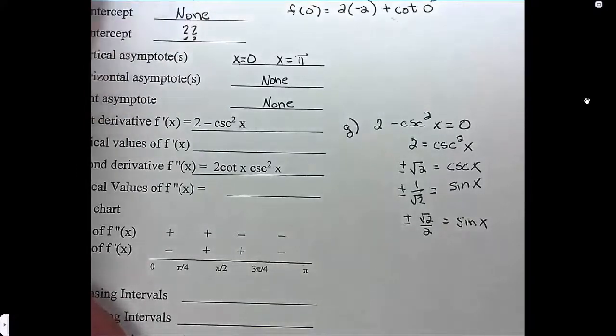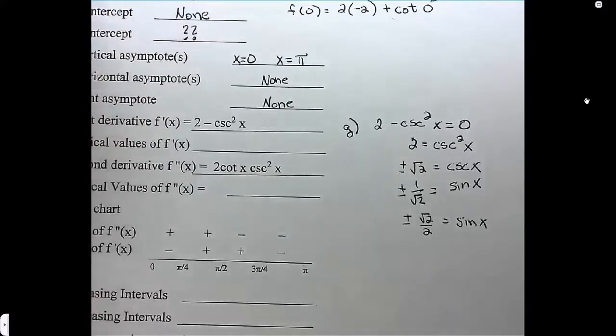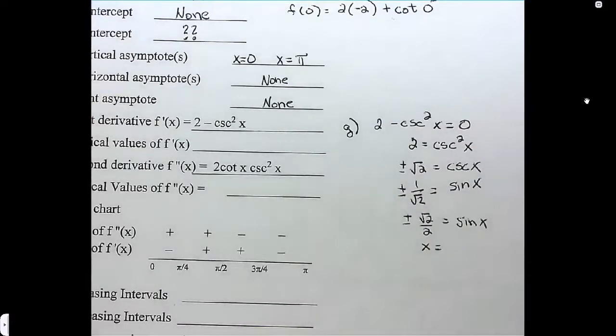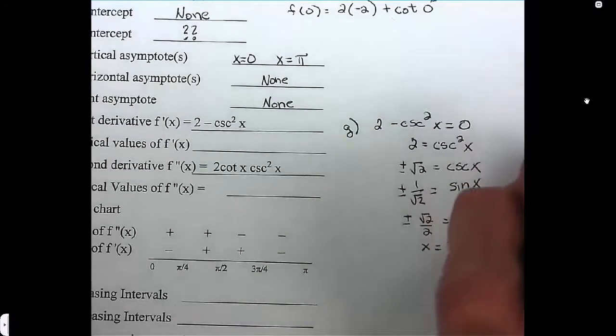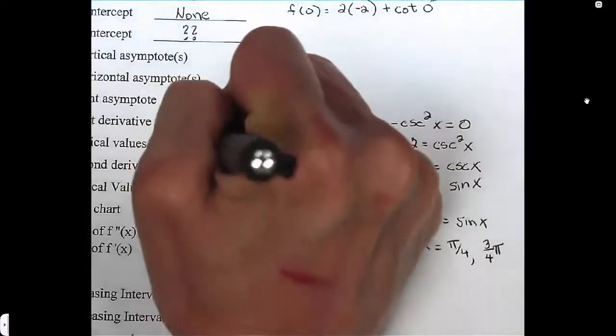And so I can tell you where in the unit circle, and we're just talking about first or second quadrants here, where sine is square root of 2 over 2. If we write that as radians, what would it be? Pi over 4 and 3/4 pi. So those are the critical numbers of my first derivative.